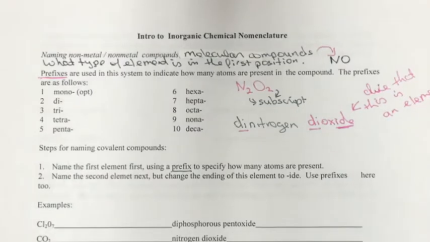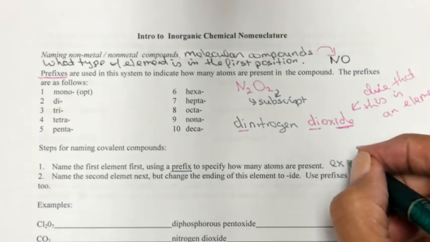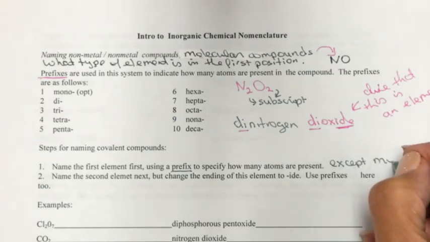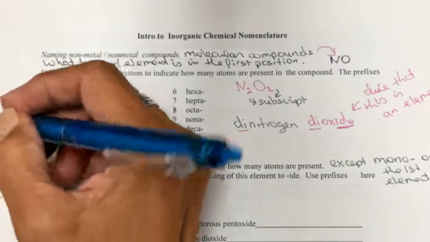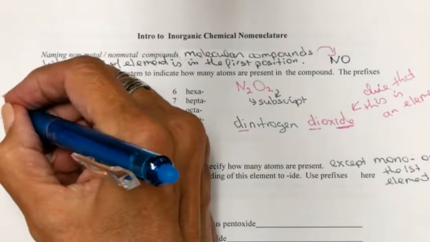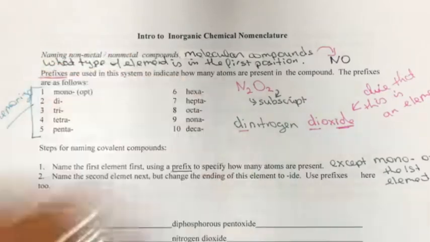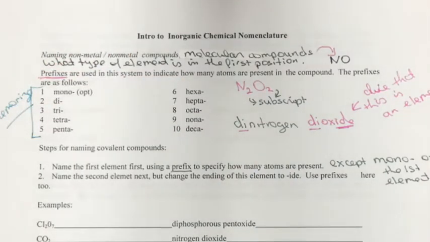So in the steps, name the element first using prefixes to specify the number of atoms, except mono on the first element. That means I don't use it. I don't say mono nitrogen. We just say nitrogen. These prefixes you must memorize. Okay. So these are binary.